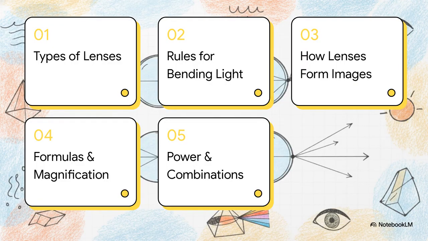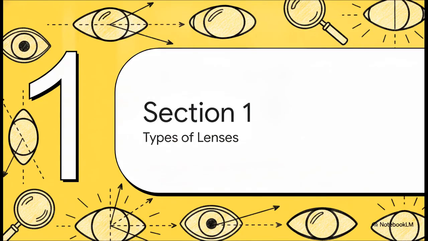So, here's our roadmap for today. We'll look at the two types of lenses, the rules for bending light, how lenses actually form images, formulas and lens magnification, and finally, lens power and combinations. Let's jump right in. Section 1, the two types of lenses.